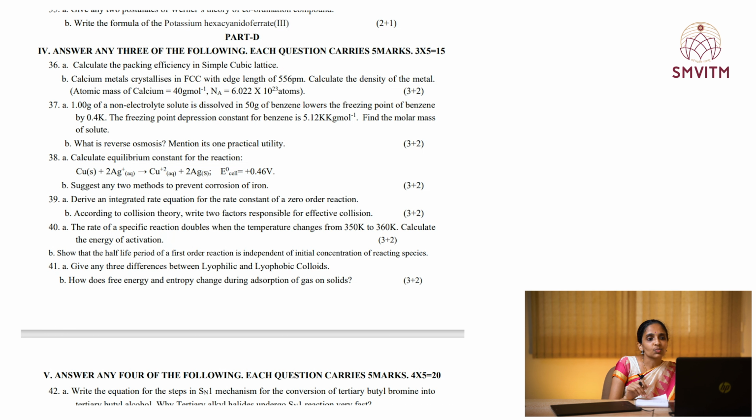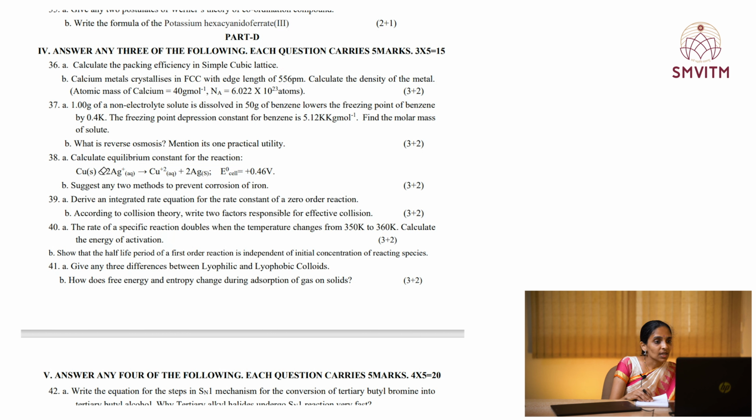Next, reverse osmosis. When pressure greater than osmotic pressure is applied on solution side, pure solvent flows out of the solution through semi-permeable membrane. Practical utility is in desalination of seawater.